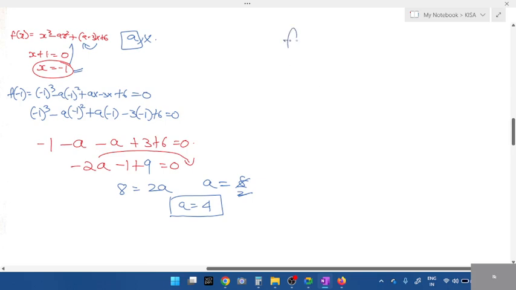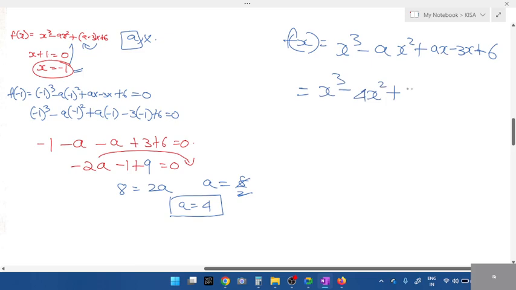So what is this f of x value, students? What is f of x? Substitute the value of a: x cube minus ax square plus ax minus 3x plus 6. Once you get the value of a, you have to substitute here. What do you get? x cube minus 4x square, all of you respond, plus 4x minus 3x plus 6.